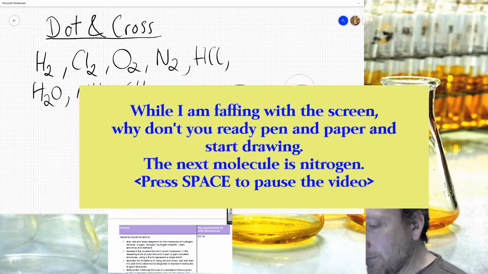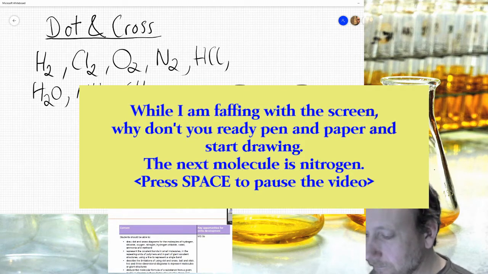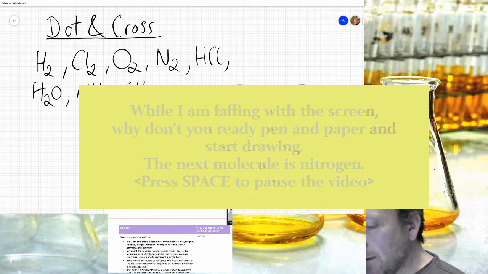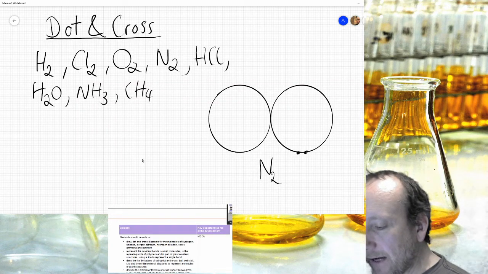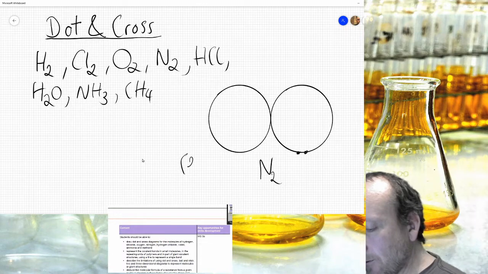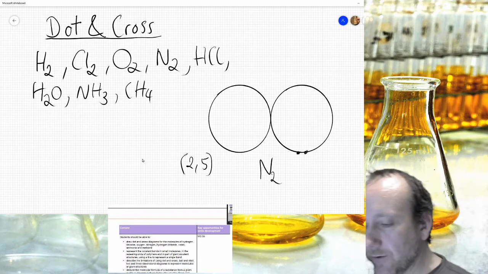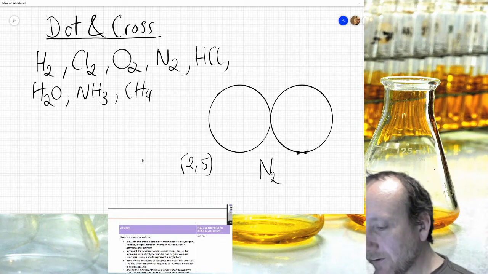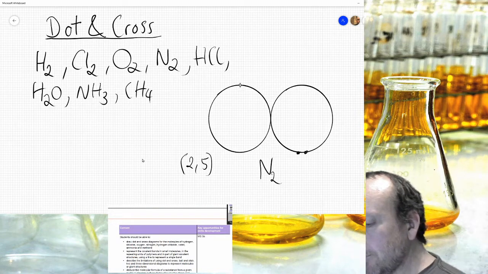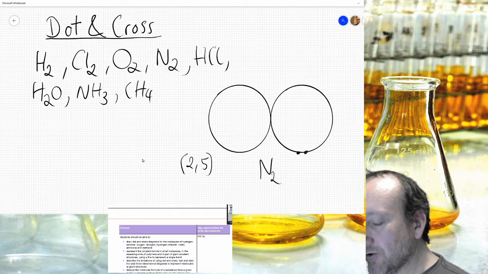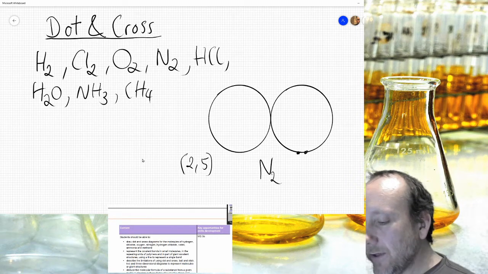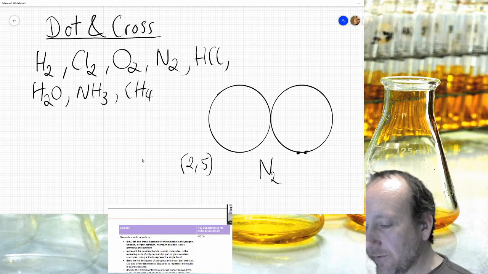Next one up is nitrogen. Nitrogen is in group number 5, it's element number 7, therefore it has an electronic configuration of 2, 5. It has 5 electrons in its outer shell, but it needs to get to 8, because that's what the 2, 8, 8 rule says, so we need to share 3 electrons from each one.